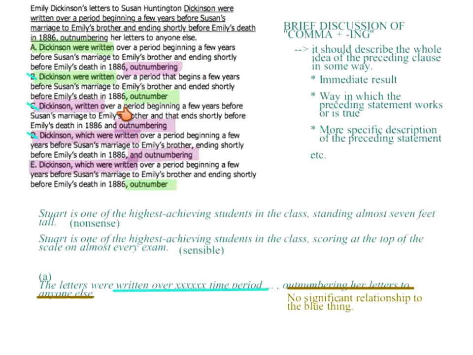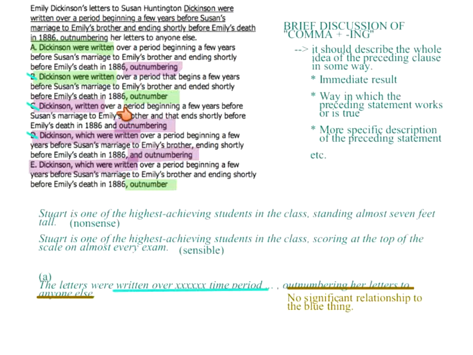It's not as obvious as in the case of Stuart standing almost 7 feet tall, partially because that's such a shorter sentence. Whenever a sentence is shorter, it's clearer when these things are happening. But the period of time doesn't guarantee anything about the number of letters written. There's not really an intimate relationship here. Unless you make up stuff, like the fact that she didn't write letters to anyone else for more than a little while, but we don't know that. You would just be making that up.